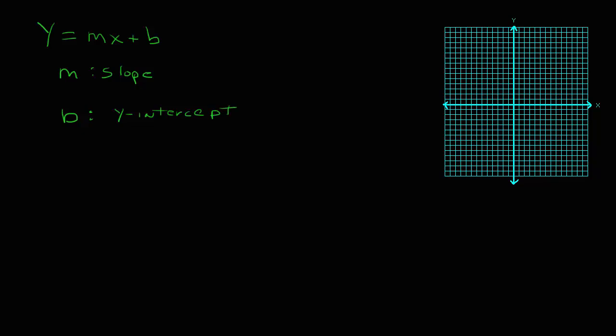So, for example, let's take a look at graphing y = 1/2 x + 3. First thing we do is identify the slope. My slope is 1/2, and my y-intercept is 3. I first go to the y-intercept of 3, where my line crosses the y-axis, and I make a point there.